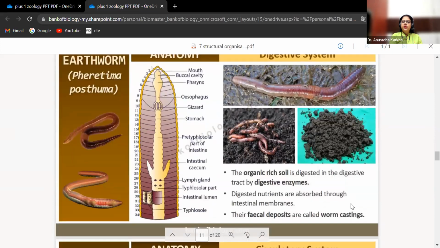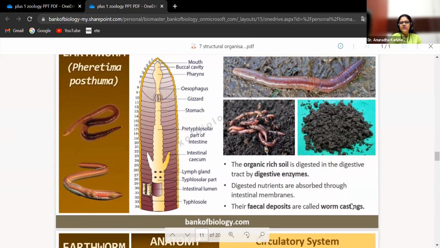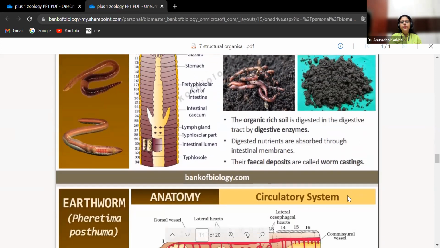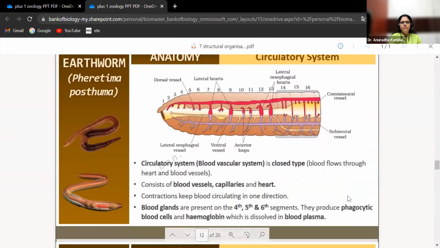The organic rich soil is digested in the digestive tract by the digestive enzymes. Digested nutrients are absorbed through the intestinal membranes. Their fecal deposits are called worm castings. They are very helpful in making the soil enriched with minerals and nutrients. Okay, their fecal matter. That's all with the digestive system.